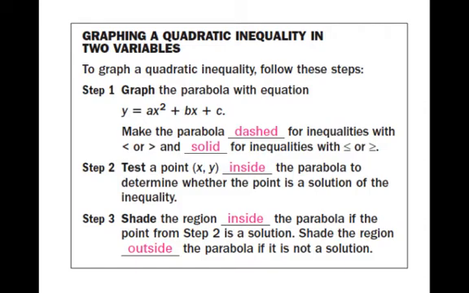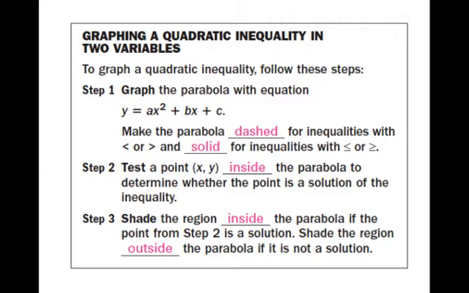The first step is to graph the parabola with the equation y equals ax squared plus bx plus c. Make the parabola dashed for inequalities with less than or greater than, and solid for inequalities with greater than or equal to or less than or equal to. So it's just like with lines. The rules are greater than, less than, dashed; greater than or equal to, less than or equal to, solid.